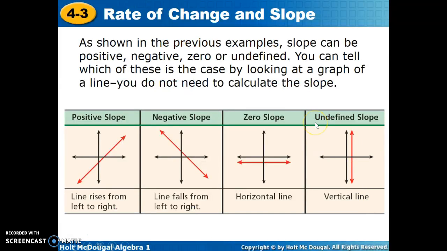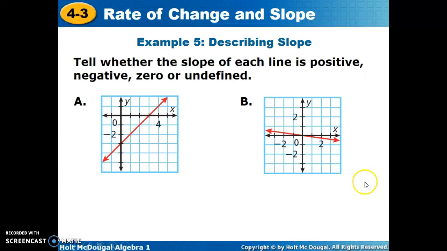As shown in the previous examples, these are good notes. These are found on page 246. We need to remember that slopes rising from left to right are positive slopes. Falling from left to right, they have a negative slope. Horizontal or flat is a 0 slope, and vertical, straight up and down, top to bottom, is an undefined slope.